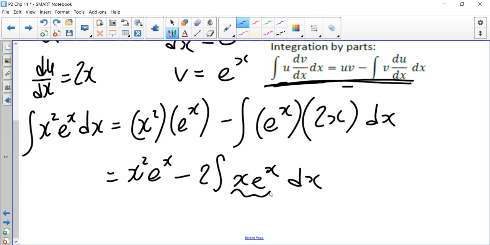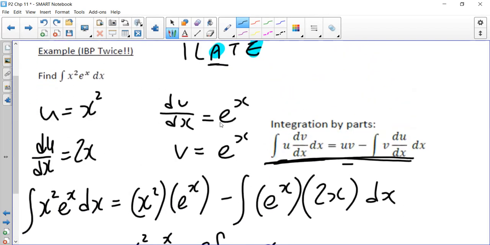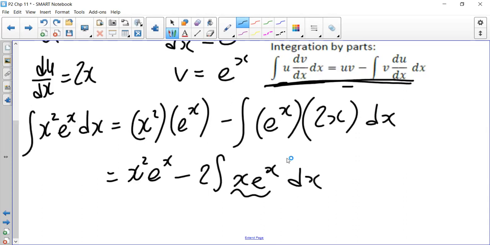Well, this is another product. So we have to do another integration by parts. And hence the example here, IBP means integration by parts twice. Now, how do we know we can do integration by parts twice? Well, this integral is not the same as the question. It's not the same as the question. Therefore, it means there is progress.